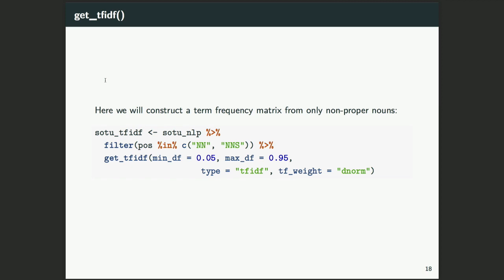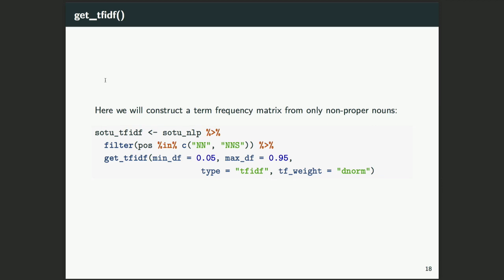In order to get a matrix like that, we take our data frame that we've been working with, our nice State of the Union SOTU_NLP data set. In this case, since I want to look at the themes that are going on rather than the style of the speech, I'm going to filter out just those parts of speech which are non-proper nouns. I don't want to know what verbs they used. I just care what they're talking about. And then I pass that data set to the get_tf_idf function.